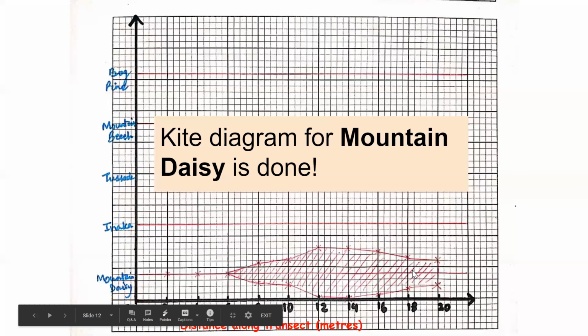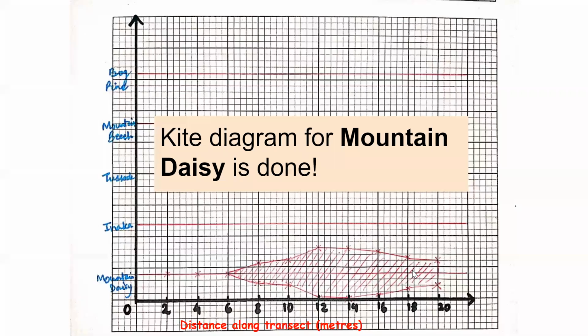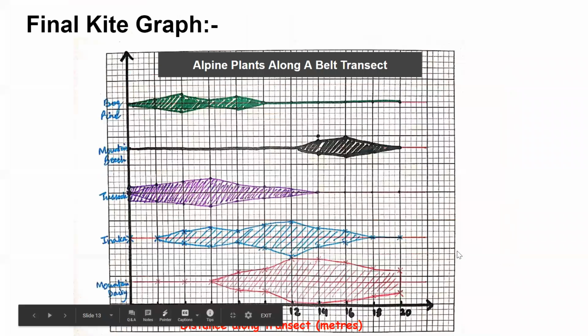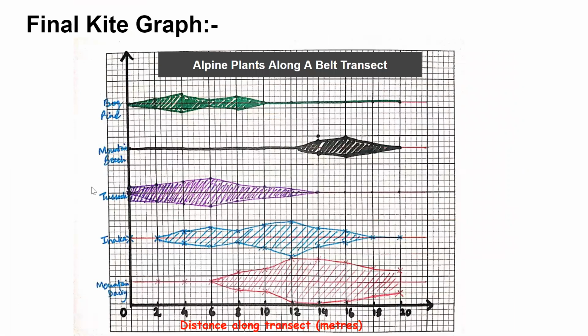Okay. In exam, you will only be allowed to use pencil. Here I'm using different colors for different species for you to observe. But in exam, if you are asked to draw a kite, you will draw it in pencil. And no dark shading is allowed. You can only use pattern shading. So kite diagram for mountain daisy is done over here. Take a look at how the kite diagram for Inaka, Tussock, Mountain Beech and Bog Pine is drawn over here.